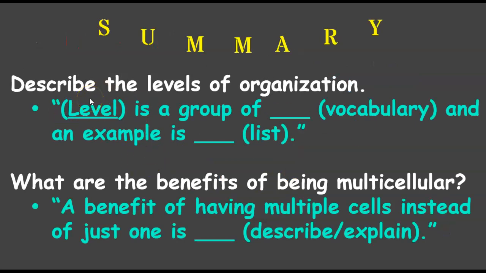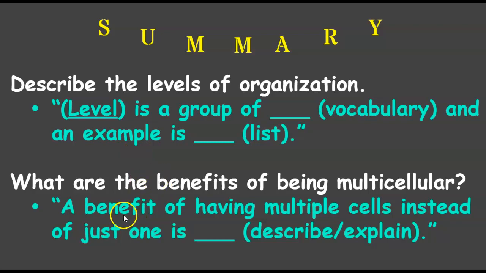So let's start with the small group that we have seen today. A tissue is a group of cells, and an example is a skin cell. Let's do the next size up. So an organ is a group of tissues, and an example is a heart. Organ is a heart. All right, and then the last one we have is an organ system is a group of organs. An example of this is the digestive system.